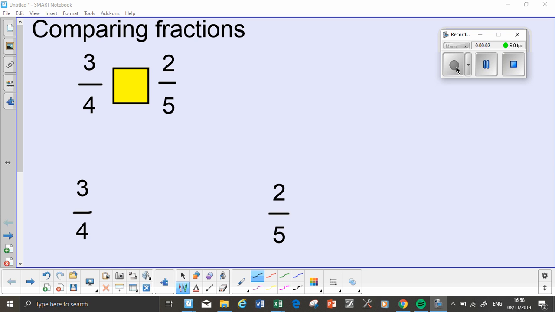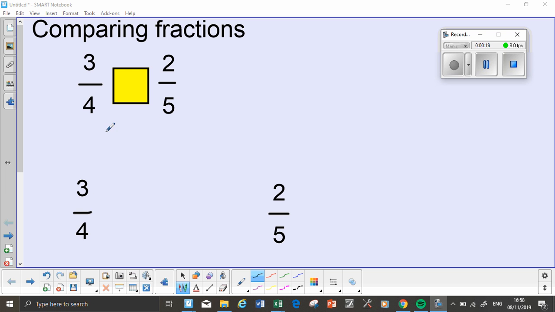So this week in maths, we've been learning to compare and order fractions. And we've learned that to compare fractions, or to order them, they need to have the same denominator, so that the parts are worth the same value. So these numbers here are the denominator.